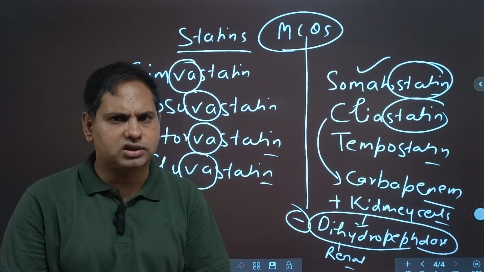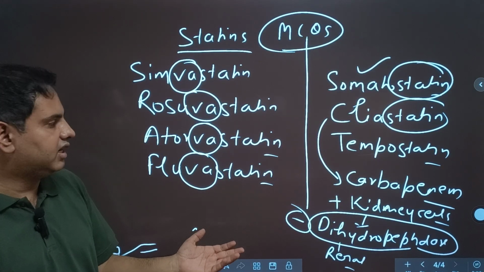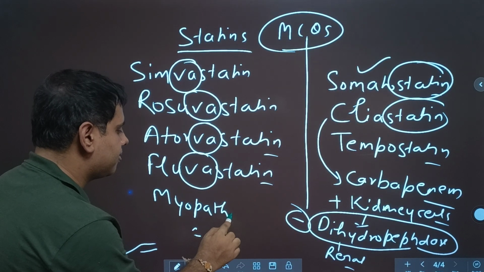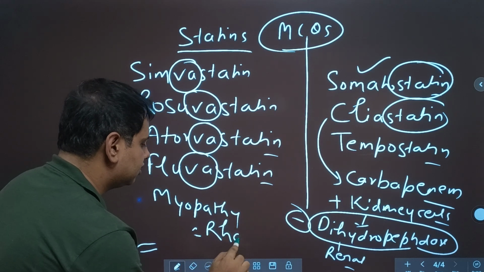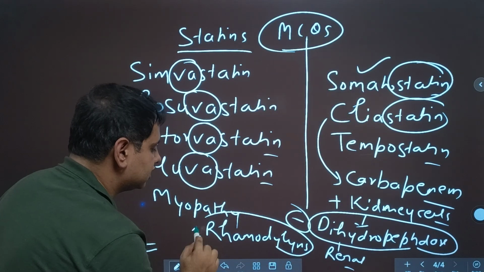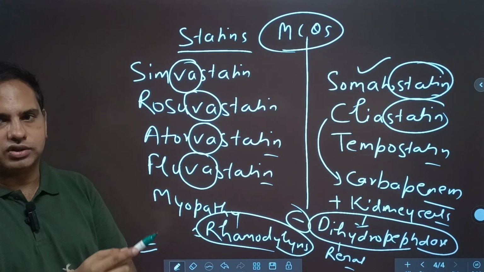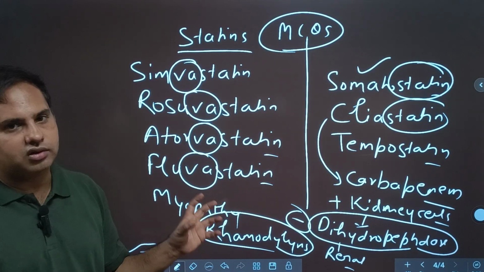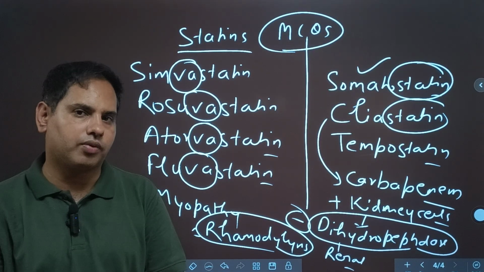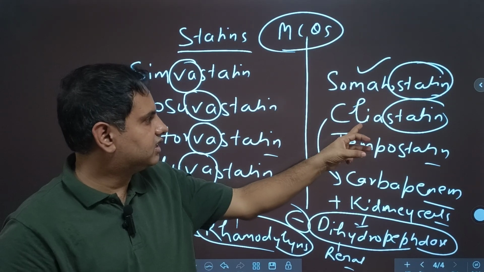So, this is about your statin drugs, and the adverse effect of the statin is myopathy. They can cause muscle breakdown and rhabdomyolysis. Rhabdomyolysis is severe skeletal muscle breakdown. Myopathy is also associated with the muscles. So, these are the major adverse effects with respect to statin if you are using the statin for a prolonged period of time.